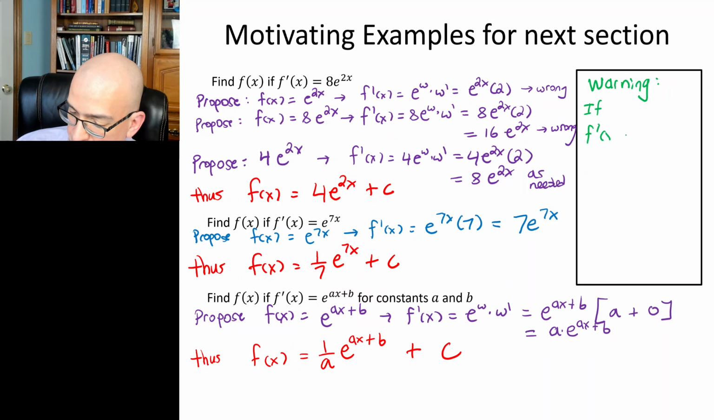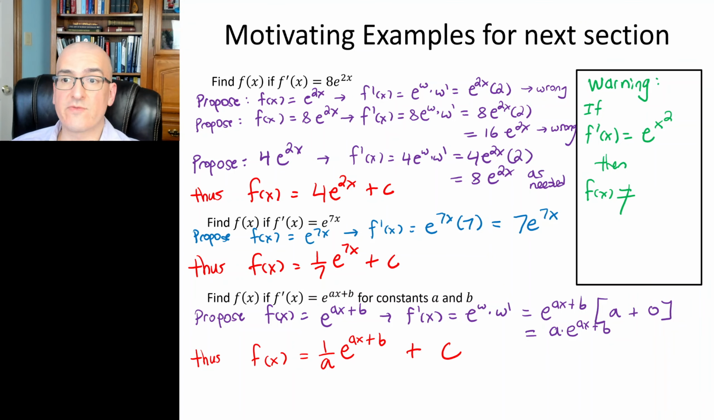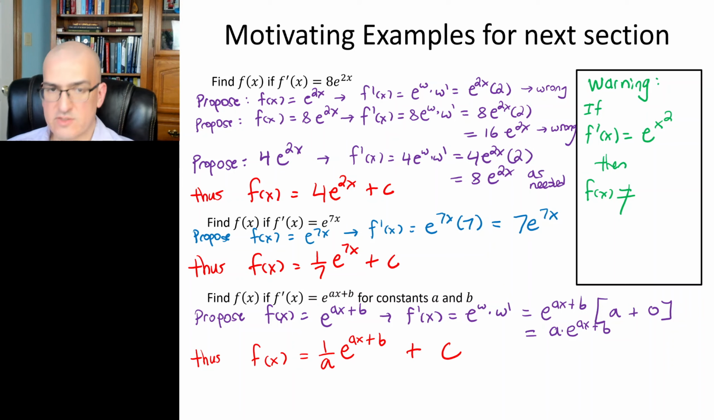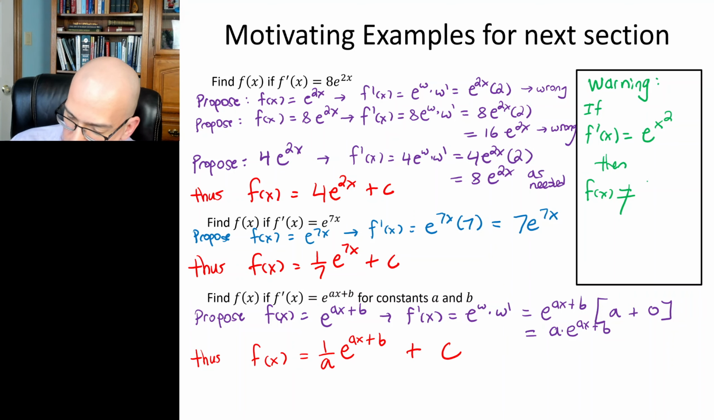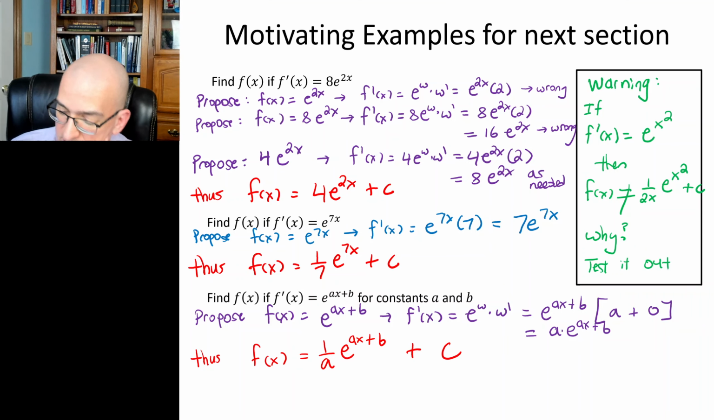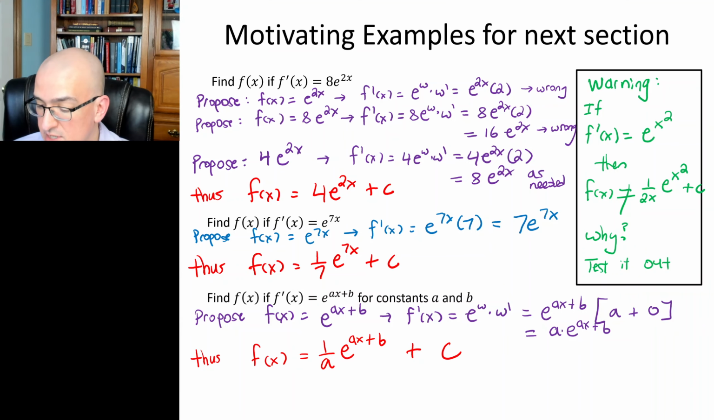f prime of x equals, let's say, e to the x squared, then f of x is not equal to, so we take the derivative, we get e to the x squared multiplied by the derivative of x squared, so e to the x squared multiplied by 2x. So you think, oh, I'll just divide by 2x, right? It's not 1 over 2x times e to the x squared plus c. Why? Check it. Test it out. We need a quotient rule, and we will definitely not get e to the x squared back.